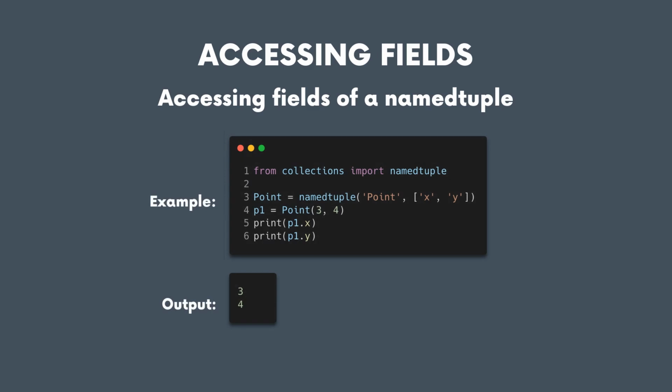Now, let's access individual fields of the namedtuple. We access the x and y fields of the Point namedtuple using dot notation. This allows us to directly access specific fields of the namedtuple.